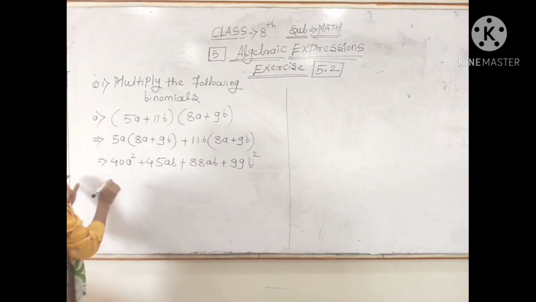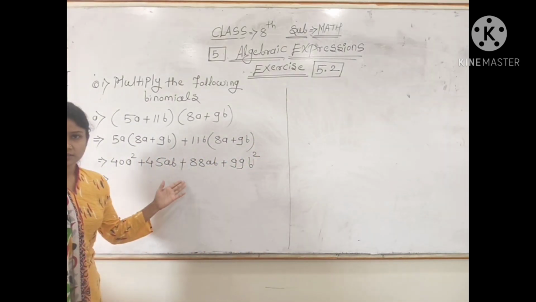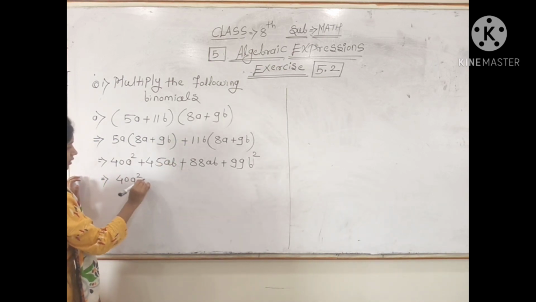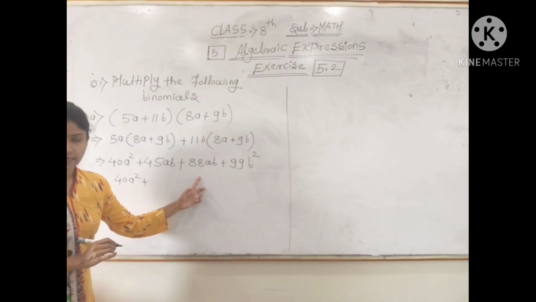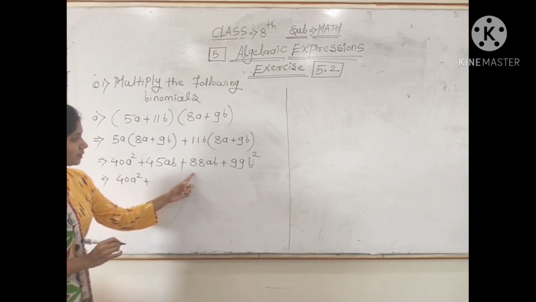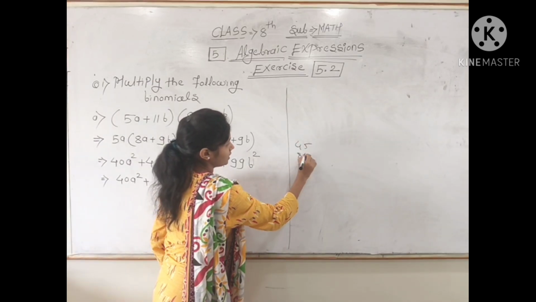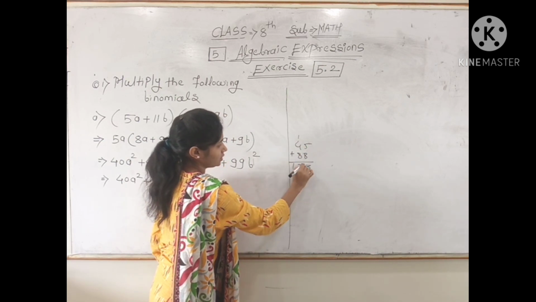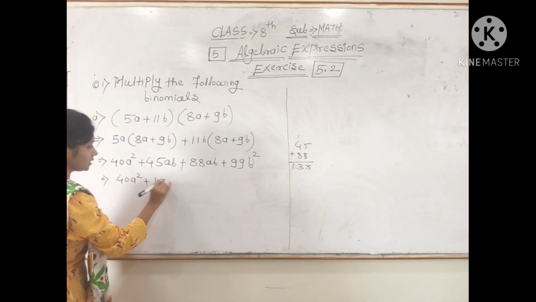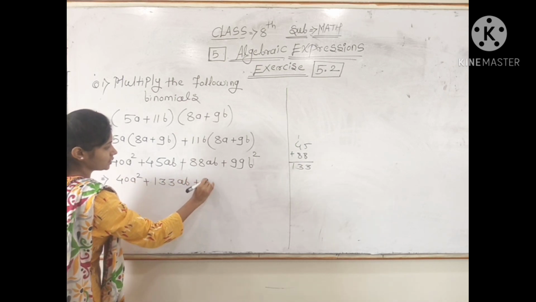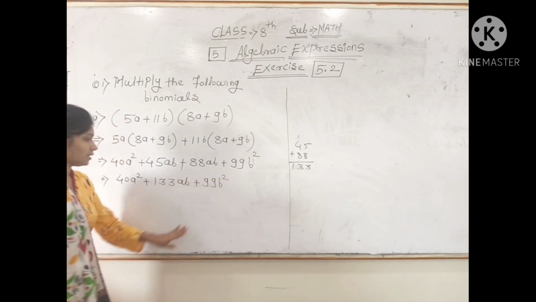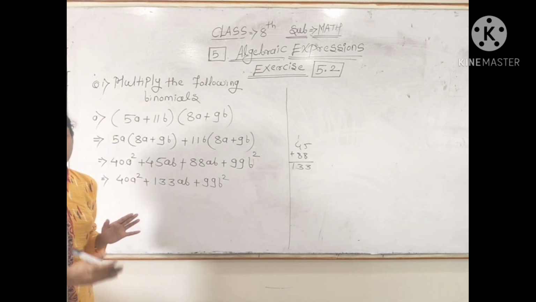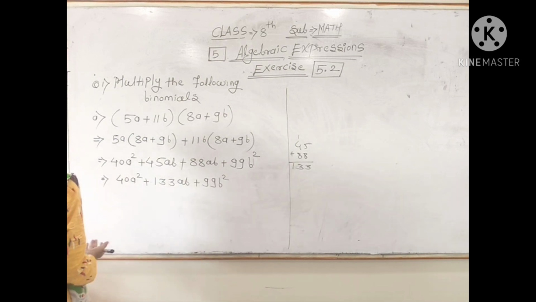Now we solve the like terms. 40a square has no like term, so it stays. 45ab and 88ab are like terms, so we add them. 45 plus 88: 8 plus 5 is 13, carry 1; 8 plus 4 is 12, plus 1 is 13, so 133ab, plus 99b square. This is the answer of the given expression. This is how we multiply binomial by binomial.